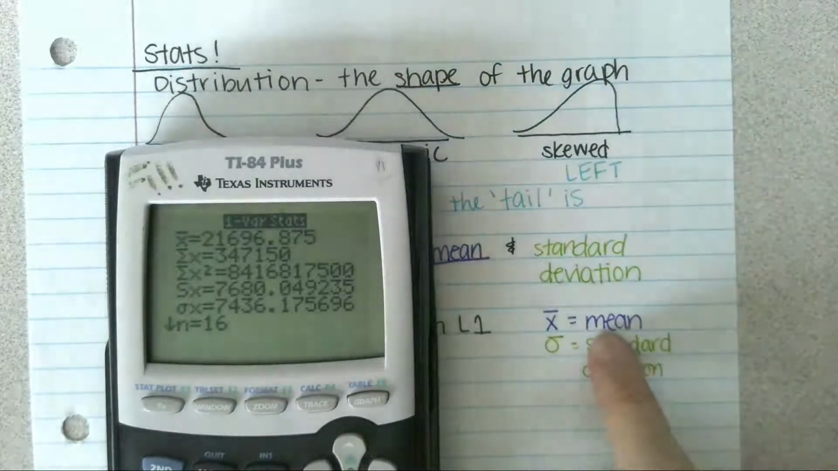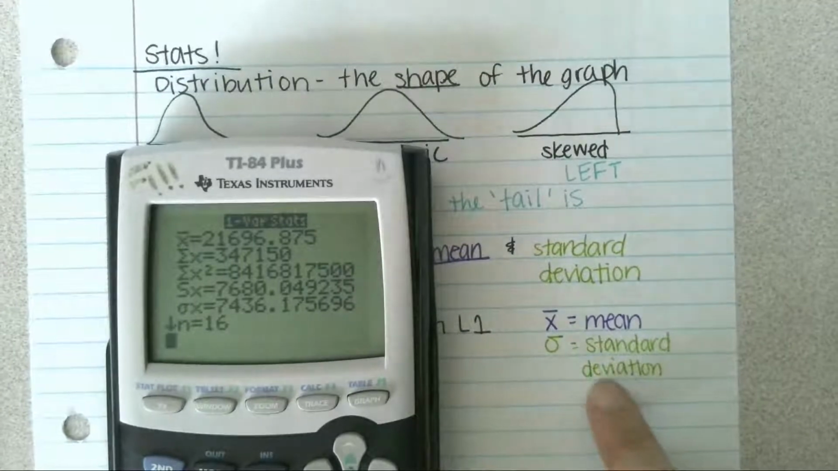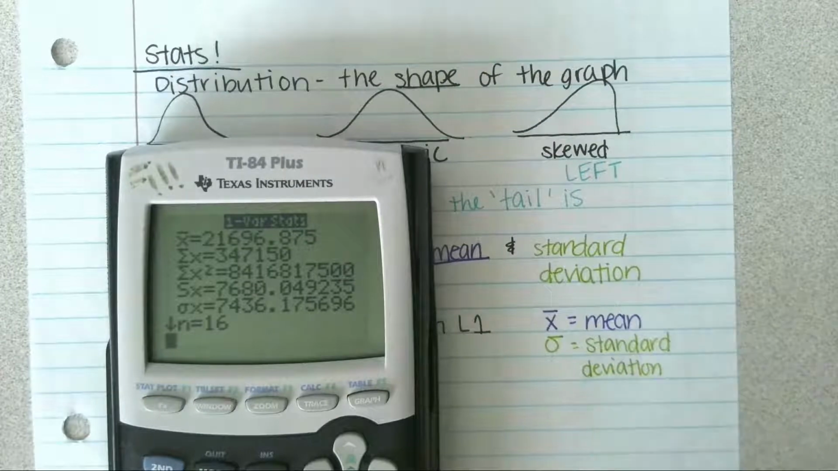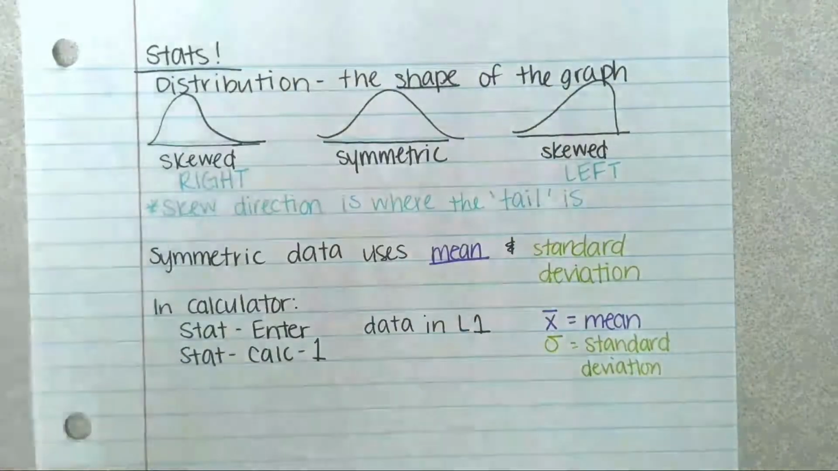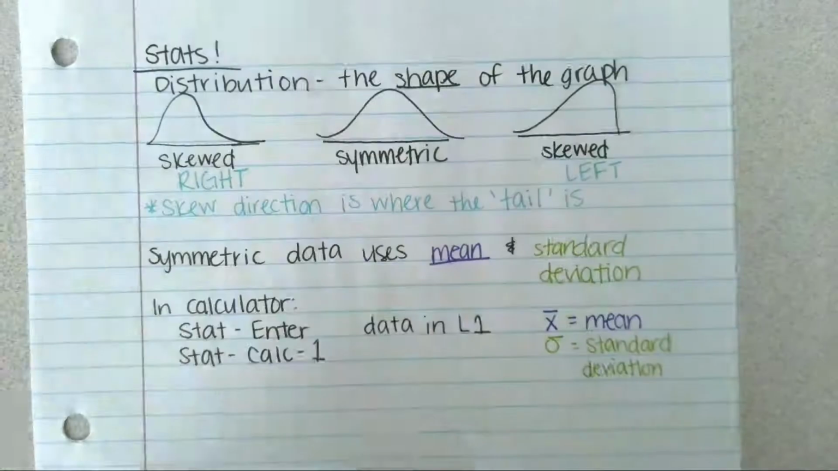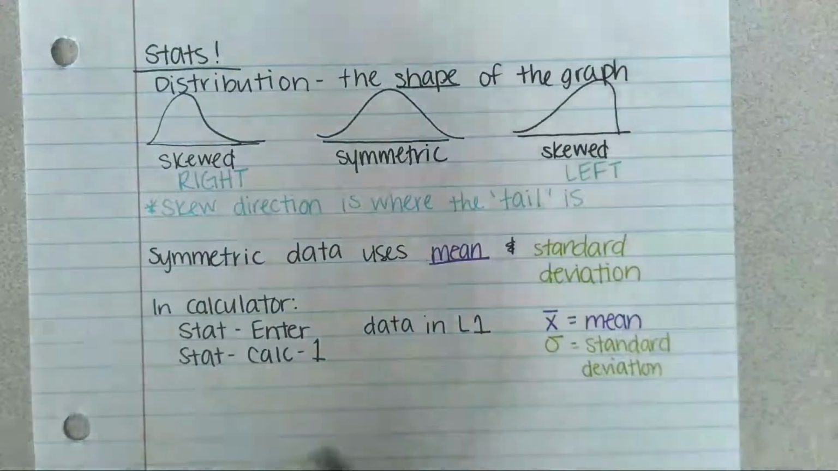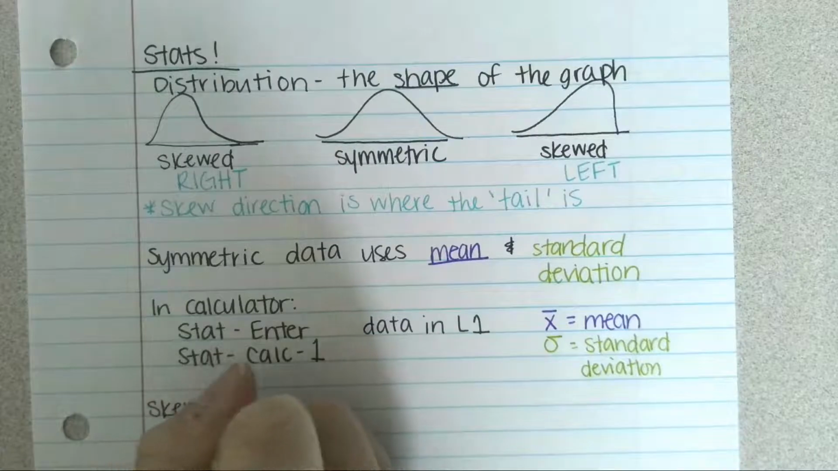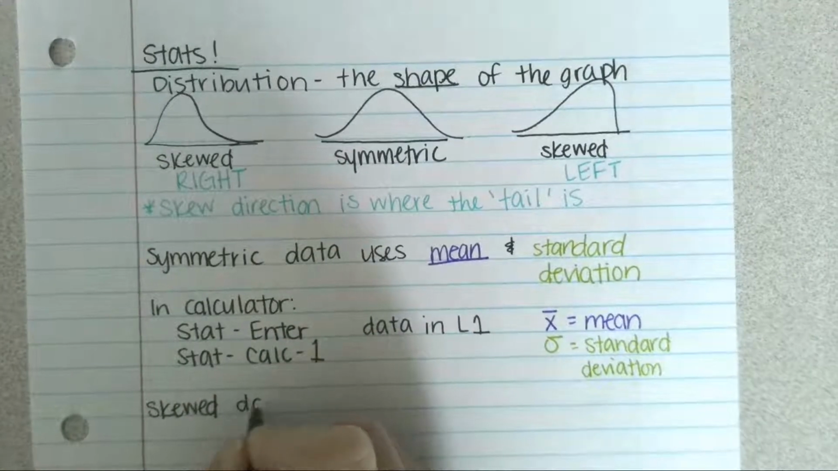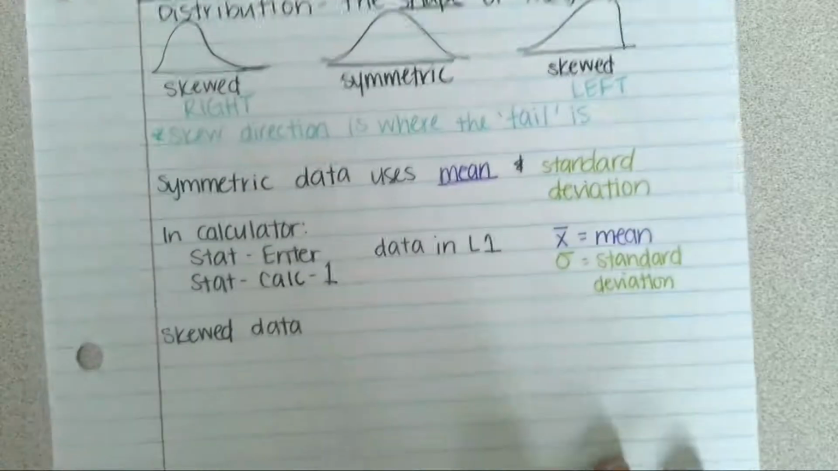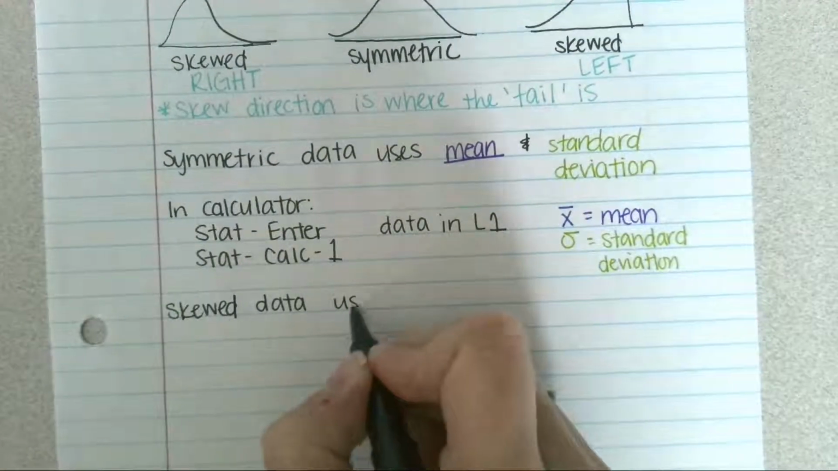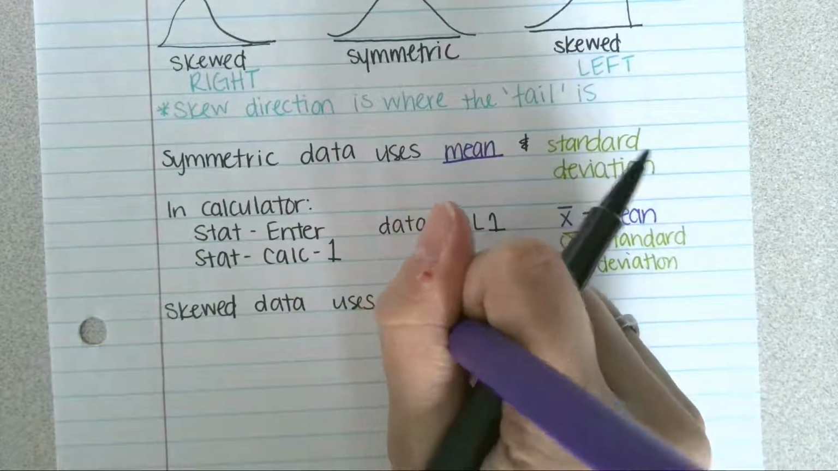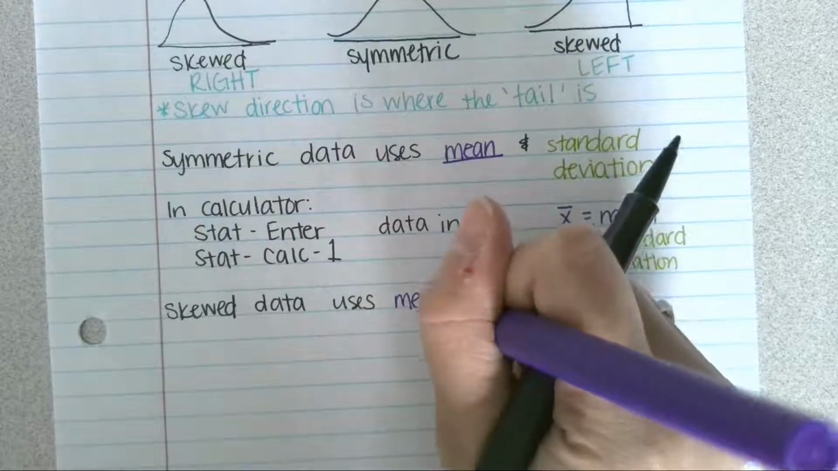Mean is a measure of center. Standard deviation is a measure of spread. So those are the best options to use when we're dealing with symmetric data. Now, if we are dealing with skewed data, we don't want to use the mean or the standard deviation. Skewed data will use the median, which if you recall is the middle value.